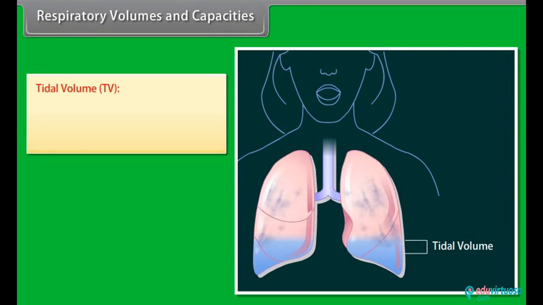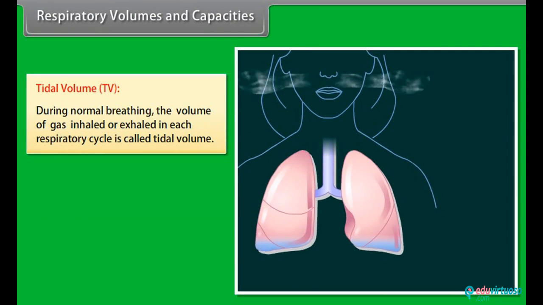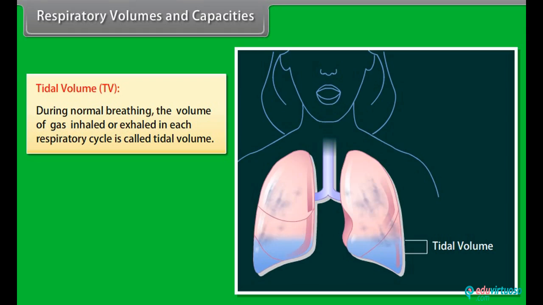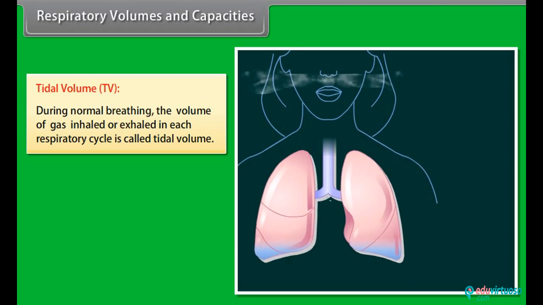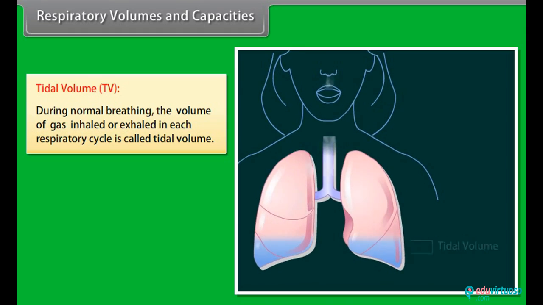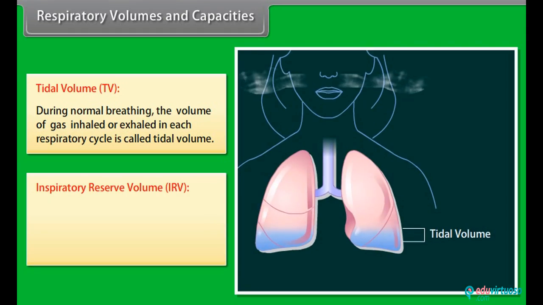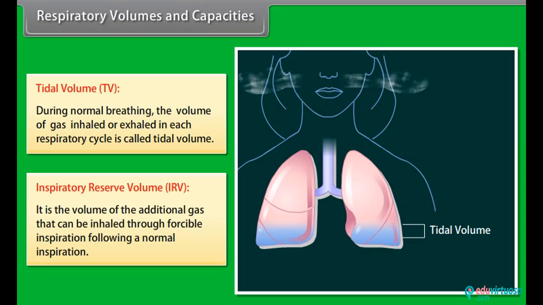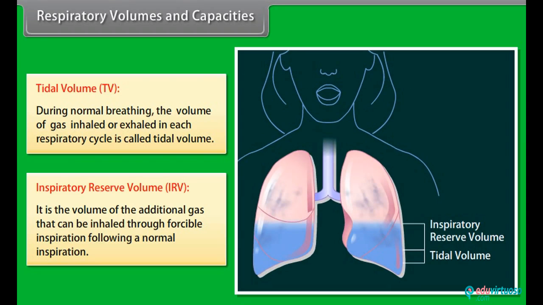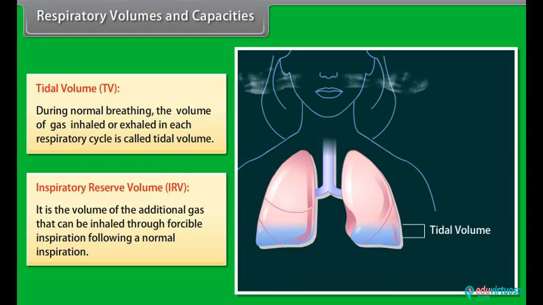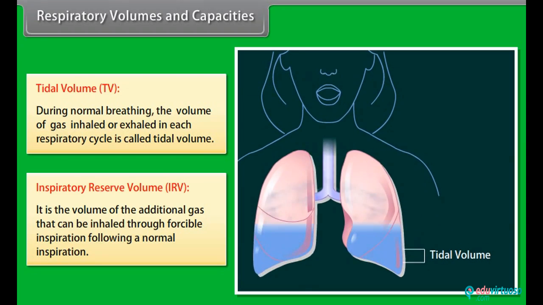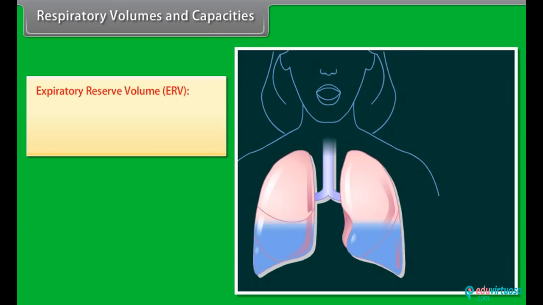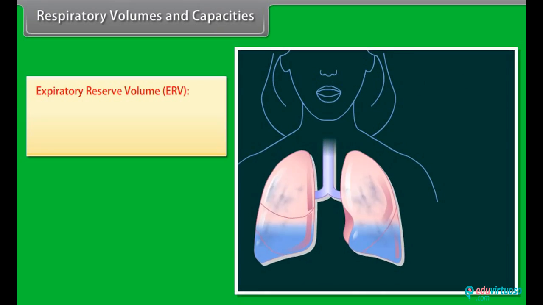Respiratory volumes and capacities. Tidal volume, TV. During normal breathing, the volume of gas inhaled or exhaled in each respiratory cycle is called the tidal volume. Inspiratory reserve volume, IRV. It is the volume of the additional gas that can be inhaled through forcible inspiration following a normal inspiration. Expiratory reserve volume, ERV.